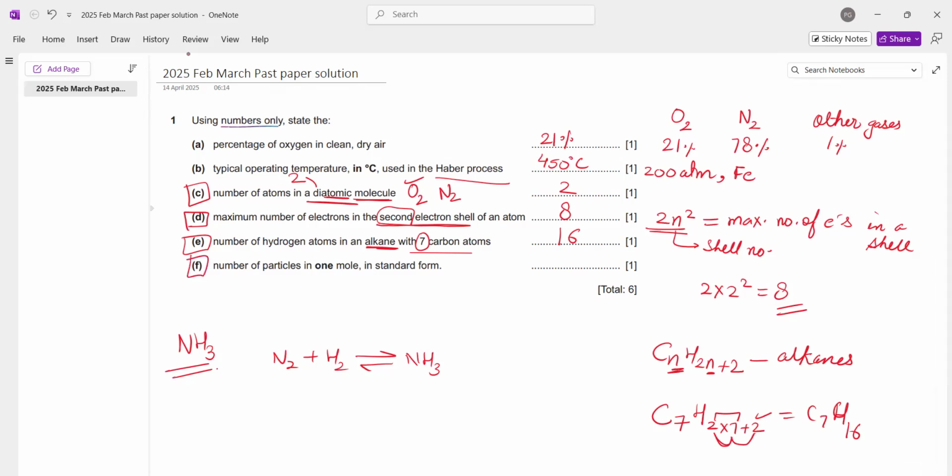For part F, they're asking the number of particles in 1 mole, and it should be written in standard form. Now, standard form is something like this: a number multiplied by 10 raised to the power of something. So we all know that 1 mole is nothing but 6.02 times 10 raised to the power 23. And hence, this is the answer.